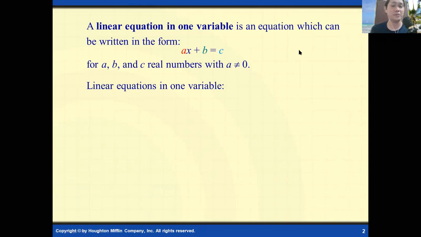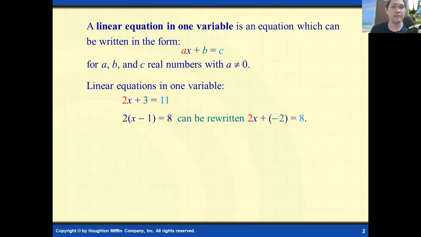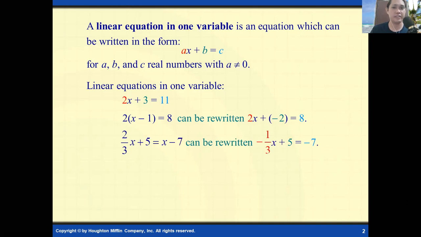Another thing we need to remember is that in linear equations in one variable, 2x plus 3 is equal to 11 is an example. And 2 times the quantity x minus 1 is equal to 8 can also be considered a linear equation in one variable, because it can be rewritten in the form 2x plus negative 2 is equal to 8, as you can see on the screen. This one can also be written as a linear equation in one variable because it can be written in the form negative 1/3 x plus 5 is equal to negative 7.